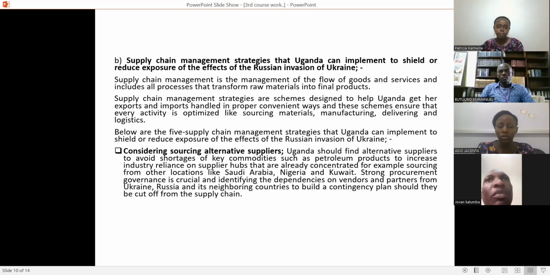For wheat, grains, and bioproducts, Uganda can consider other alternatives like South Africa, Tanzania, and Liberia to ensure there is a stable supply chain for such products.